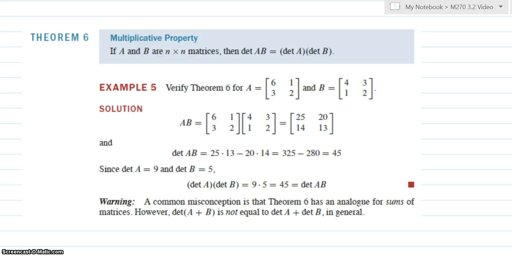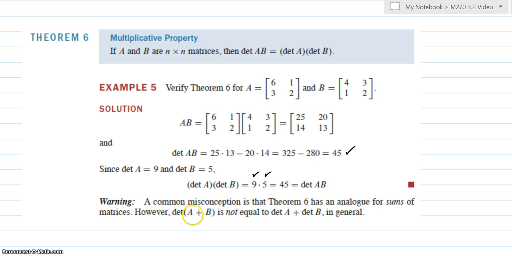But let's verify it. What they did here is they took A times B and multiplied them together. So you can see you get 24 plus 1 is 25. To get the 20, you take the first row, second column, you get 18 plus 2 is 20. To get the 14, you take the second row, first column, so you get 12 plus 2. And then finally, the second row, second column, we did this in the last chapter, 9 plus 4 is 13. You look at the determinant, we multiply these and subtract these, you get 45. If you just look at the determinant of A, that would be 12 minus 3, which is 9, and then 8 minus 3, which is 5. It's also 45.